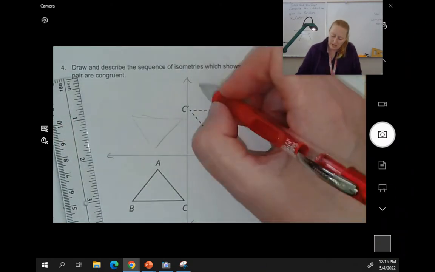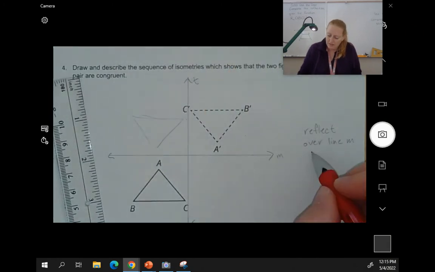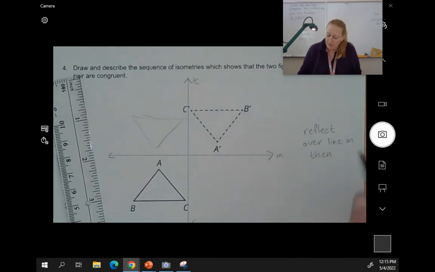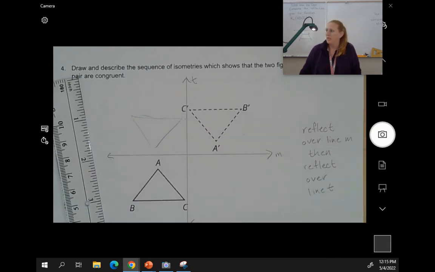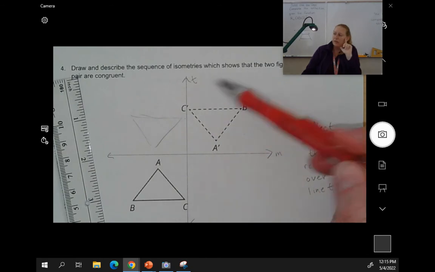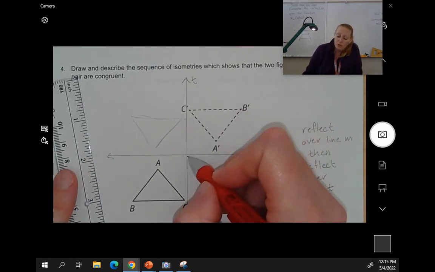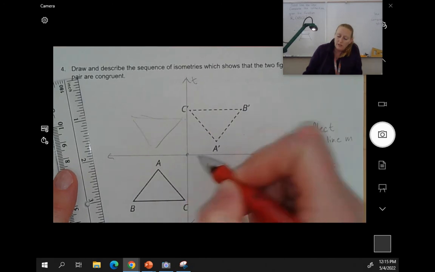We'll call that line, I don't know, T. So we're going to reflect over line M, then reflect over line T. So I need to reflect it up and then reflect it over, and that would give me this little guy here. If you put a little point here, you could have called that point E.